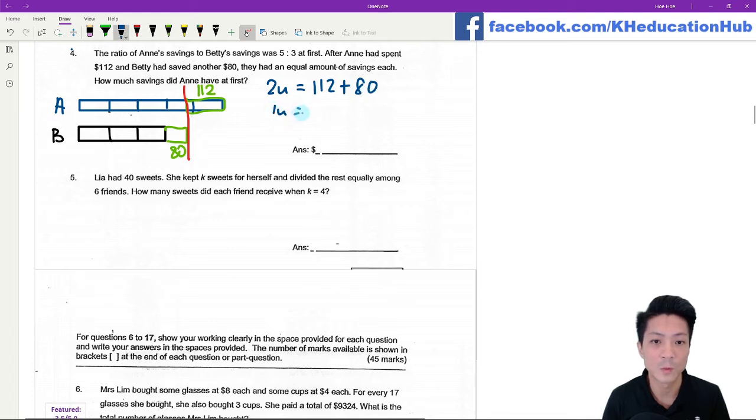To find what is 1 unit, we will use 112 plus 80 and divide it by 2 to get 96. Okay, the question is asking for how much savings did Anne have at first. Anne has 5 units, right? So we're gonna find what 5 units is: 96 times 5, which is $480. Okay, that's the answer.